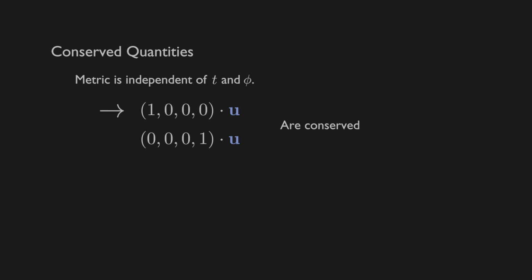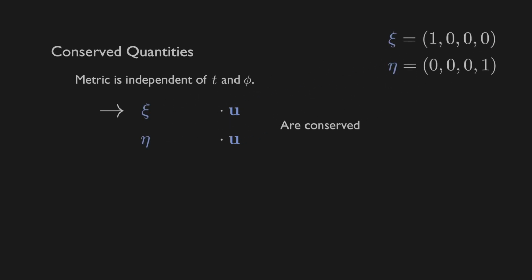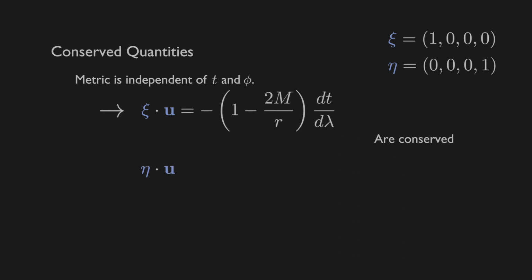In a flat spacetime, these would correspond to the time and phi components of the 4-velocity. The vector (1, 0, 0, 0) is typically named xi, and the vector (0, 0, 0, 1) is typically named eta. This is a bit of an unfortunate naming convention, as it might lead to confusion with the metric eta. Nonetheless, the metric eta is a matrix, so I will always color it orange, whereas the vector eta will be blue. Writing these out for the Schwarzschild geometry, xi dot u is some factor times dt/d lambda, and eta dot u is some factor times d phi/d lambda.